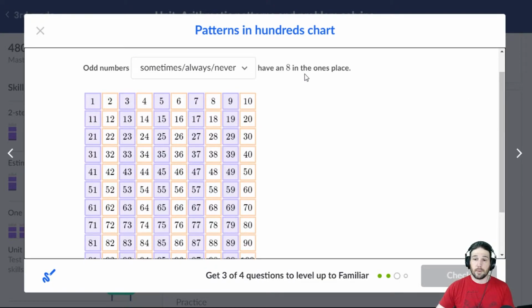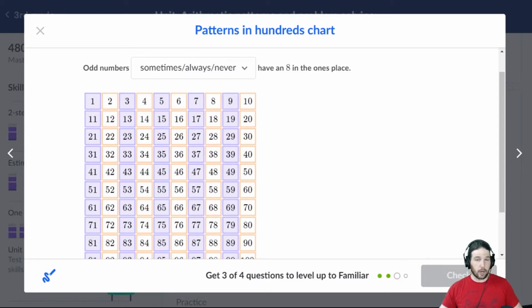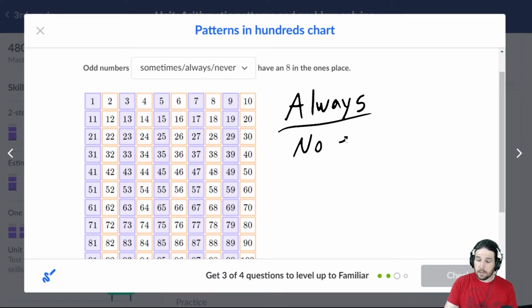Odd numbers. Do they always, sometimes, or never have an 8 in the ones place? And yes, right now, we are going to talk a little bit about the definitions of these very simple words because, again, A, 3rd graders, and B, we don't use these words the same in regular English as we do in math. In math, when I say always, I mean no exceptions.